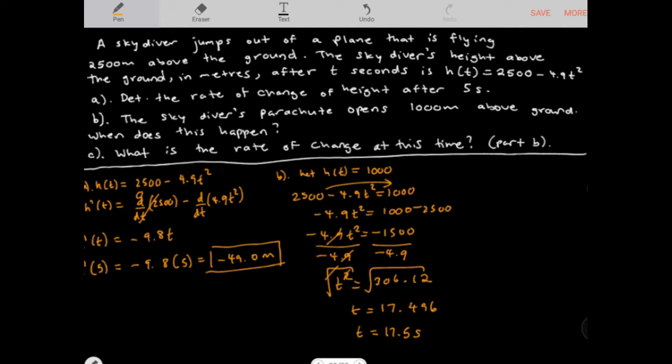So what is the rate of change at this time? Going back to part A, where we found our rate of change function, h'(t) is equal to negative 9.8t. Then we plug in h'(17.5), and that's negative 9.8 times 17.5, and that's going to give us negative 171.5 meters, right? So the rate of change is negative 171.5 meters. So this is how much you've already changed from the initial point.